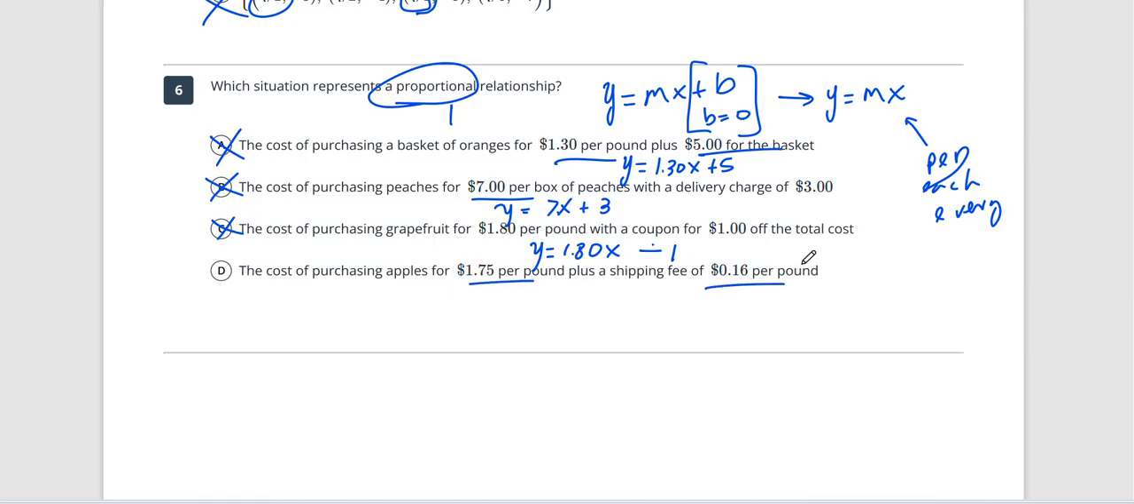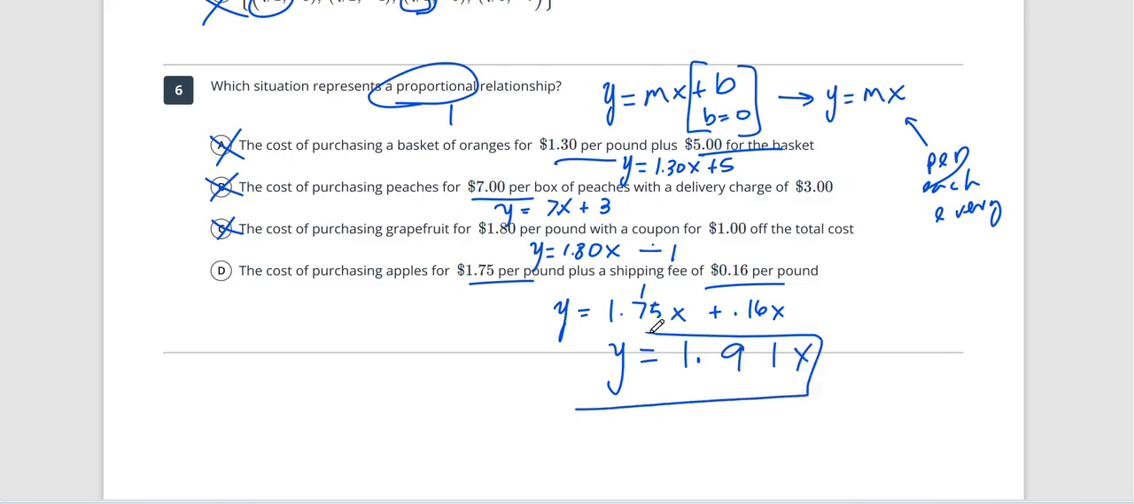Per and per. So that was just a sneaky one, but we're going to have y equal to 1.75x per pound, right? And then per pound plus 0.16x. So sneakily, you can add these x's together. So you basically have y is equal to 1 point, let me see, 6 plus 5 is 11, carry the 1, 7, 8, 9, 1.91x. That's what it says. Proportional.